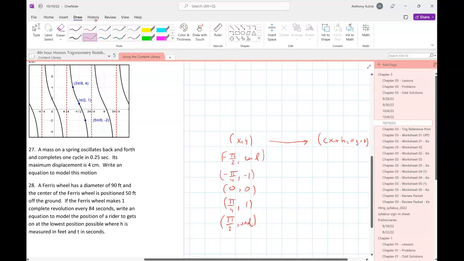So I'm going to plug that into cx plus h, ay plus k. C was 2, h was 0, a was negative 1/3, and then k was 0. So that's just my map.